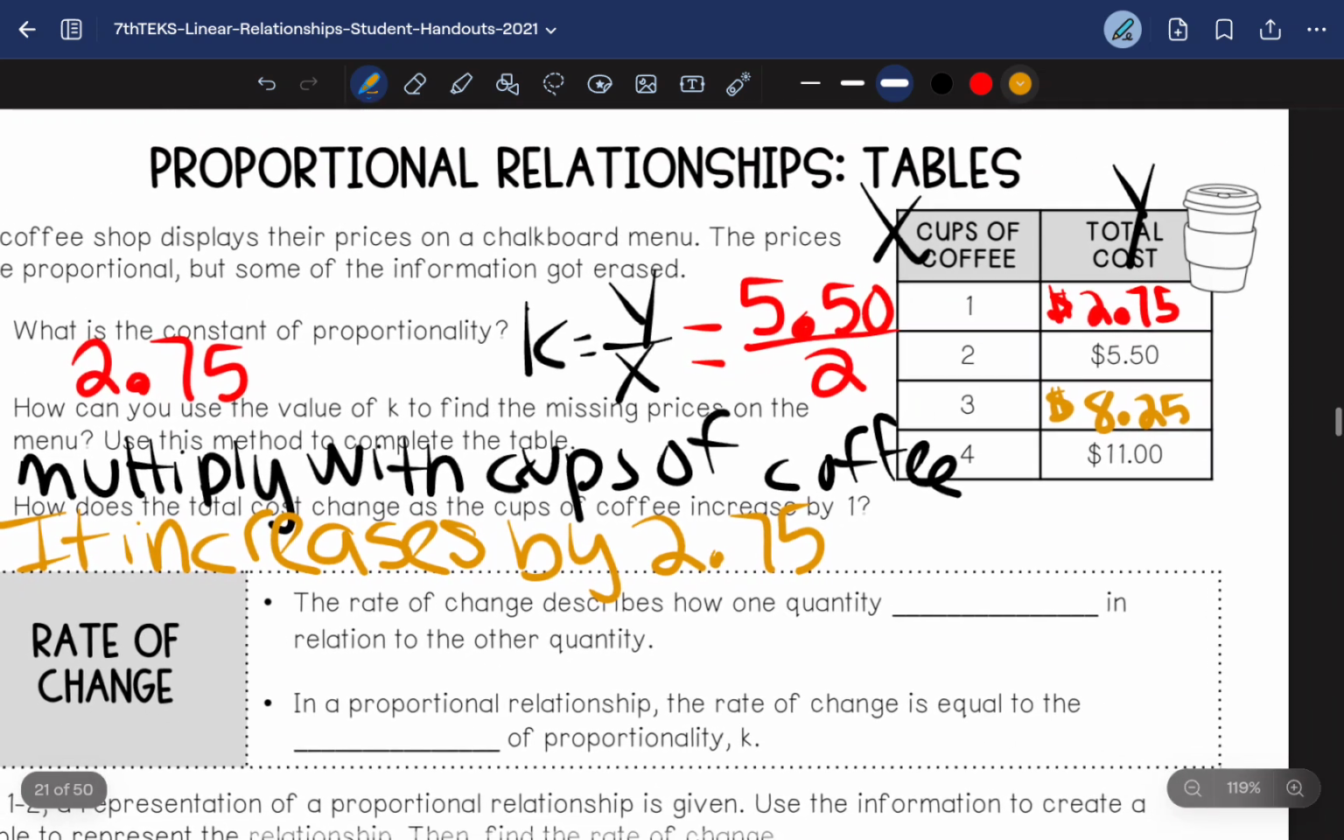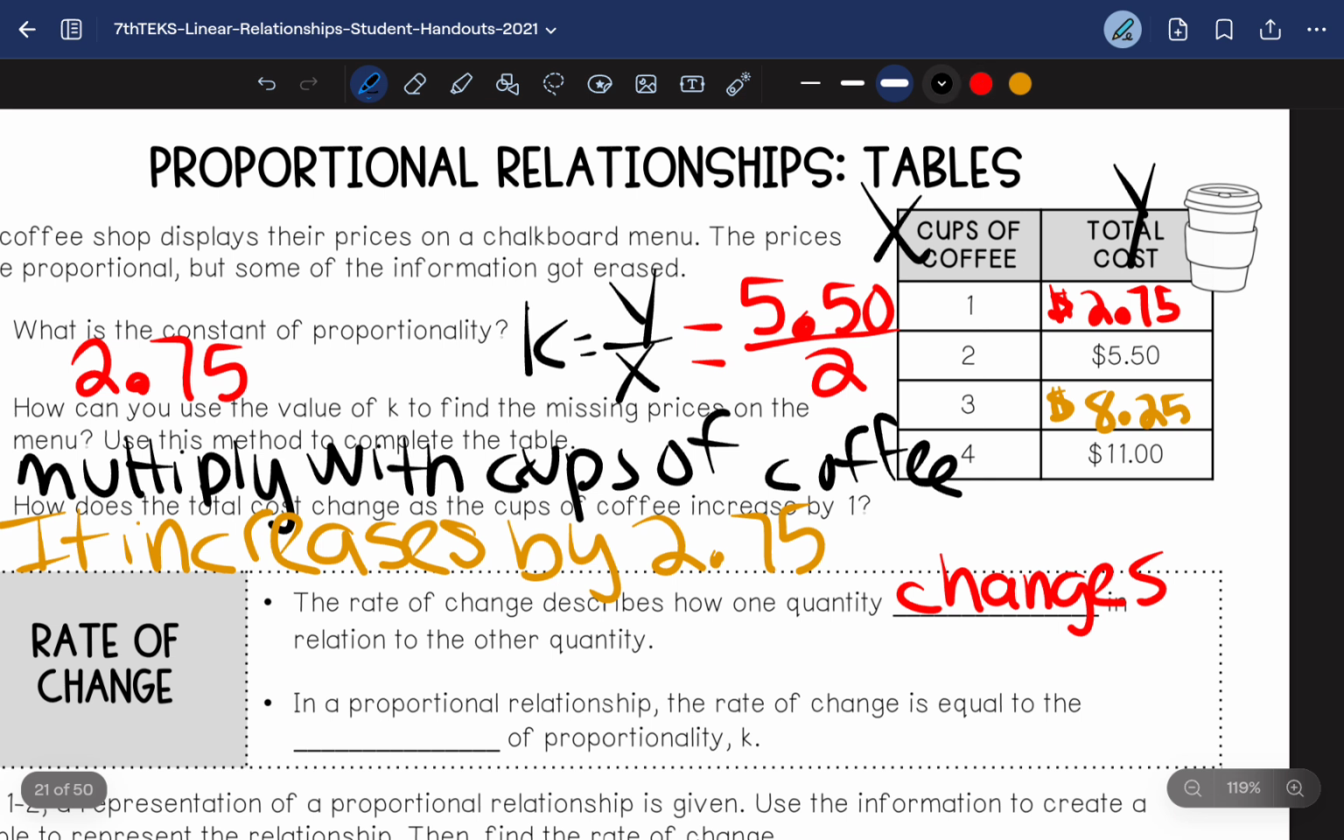Rate of change. The rate of change describes how one quantity changes. It could be an increase or decrease in relation to the other quantity. In a proportional relationship, the rate of change is equal to the constant of proportionality, or K.